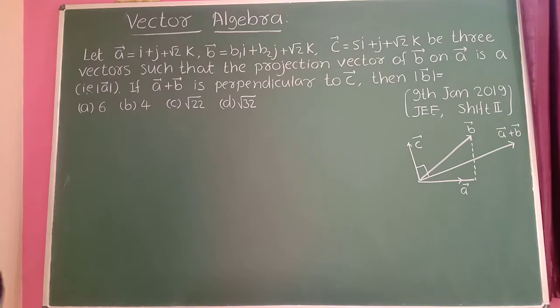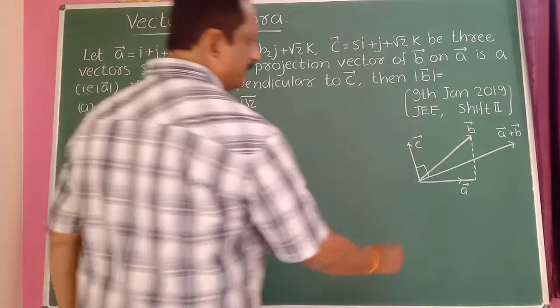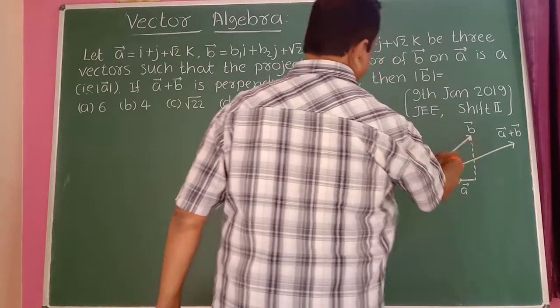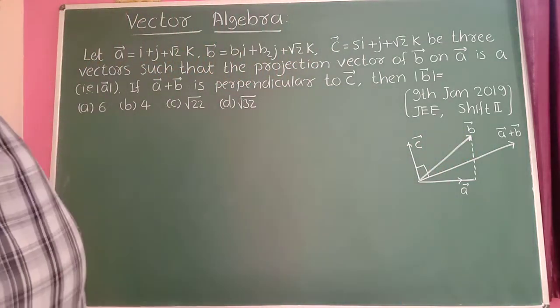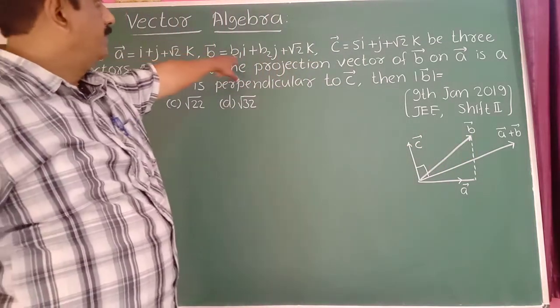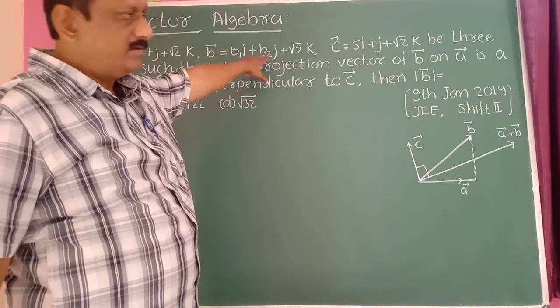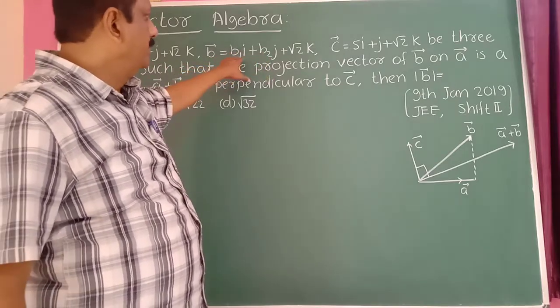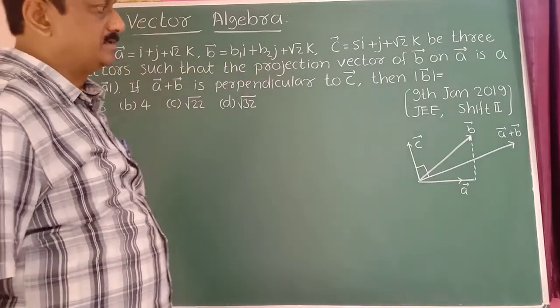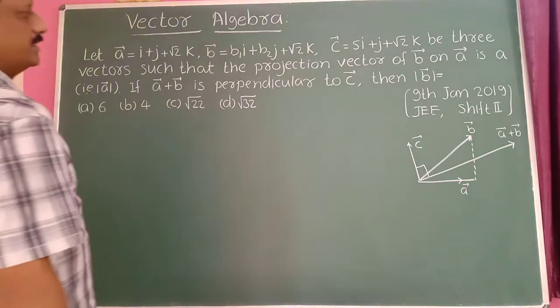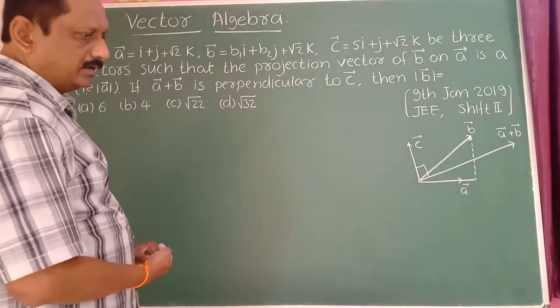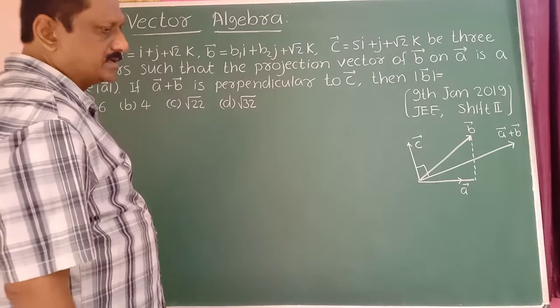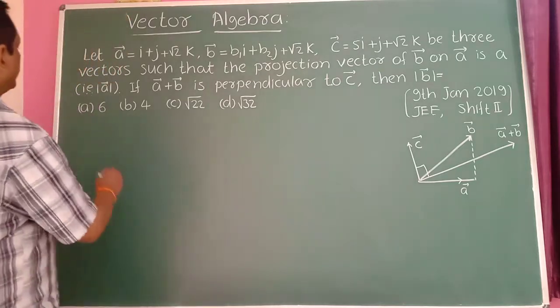Then the modulus of b bar is equal to what here? Find the modulus of this vector b bar. Therefore, here you just find b1 and b2 values. You have to find b1 and b2 values, then you can find the modulus here. First you find the projection of b bar on a bar. Okay, take your solution.